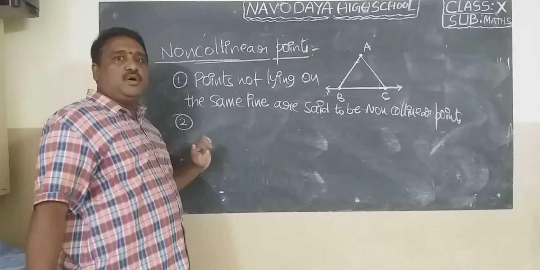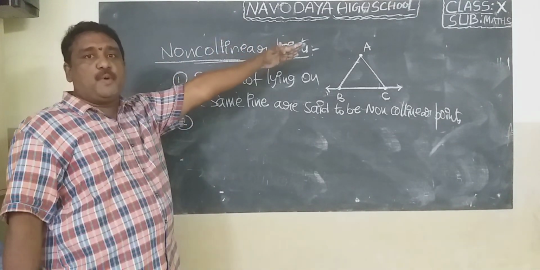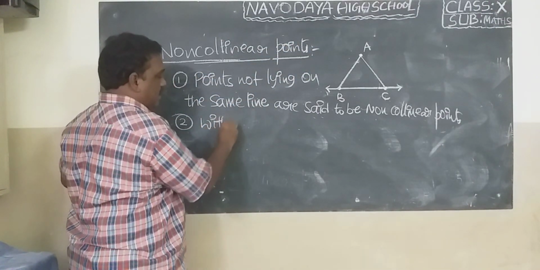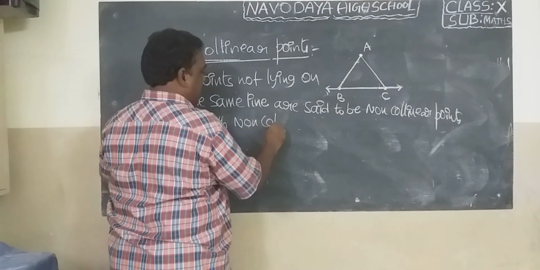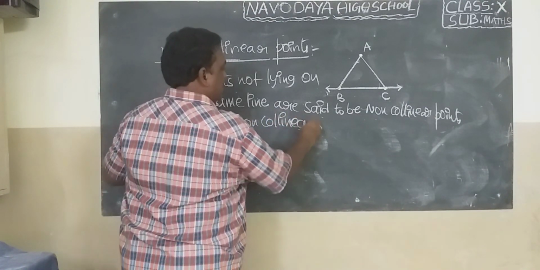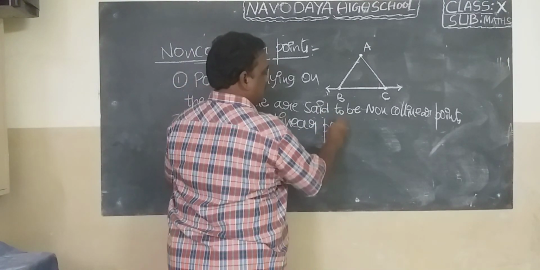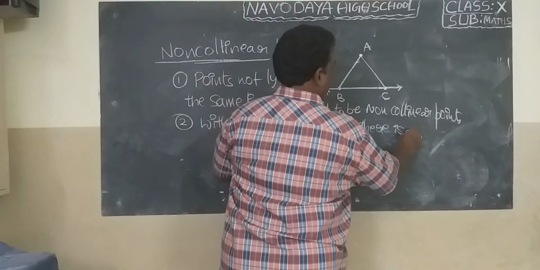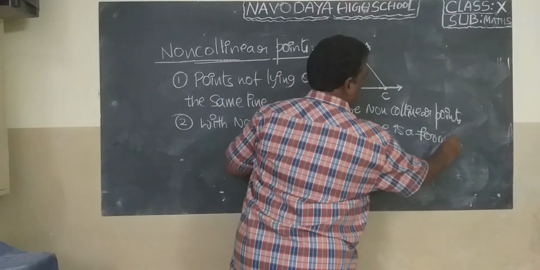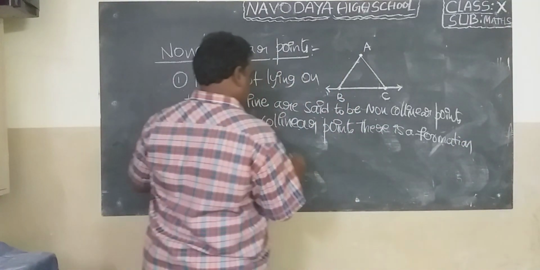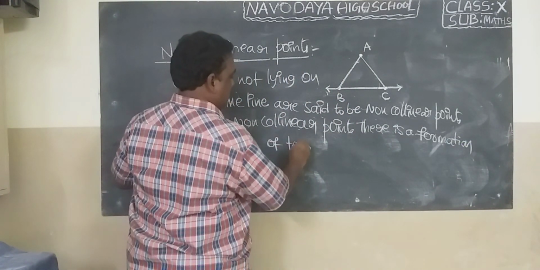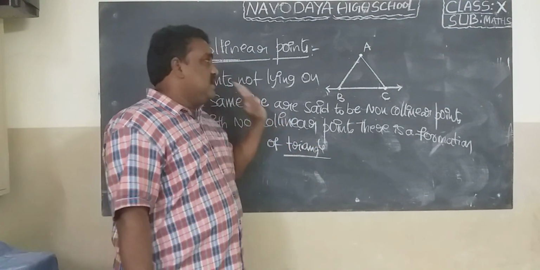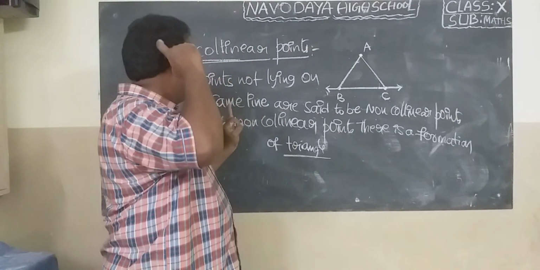So, second one, with non-collinear points there is a formation of triangle. With non-collinear points we can construct a triangle. That is about non-collinear points.